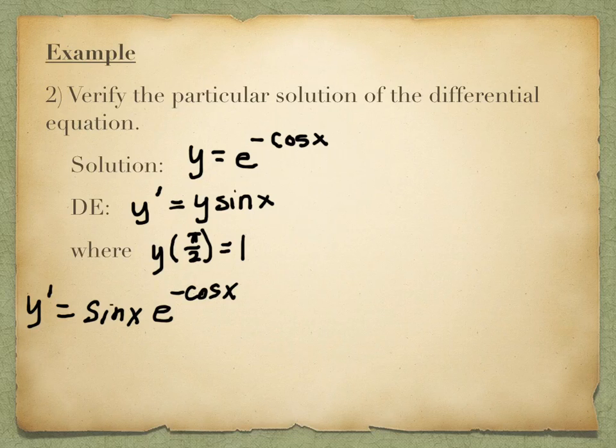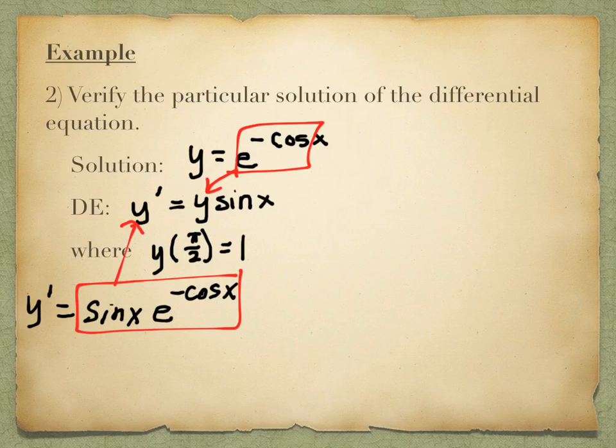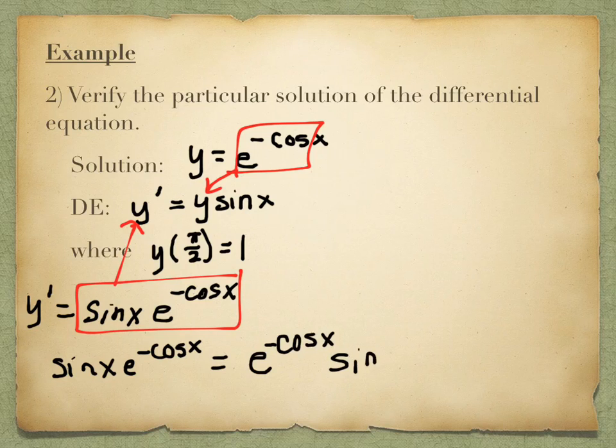All right, so I'm going to take this piece and plug it in on this side, and this piece to plug it in over here. Does that look good to everybody? All right, so I have sine of x e to the negative cosine of x equals e to the negative cosine of x times sine x.